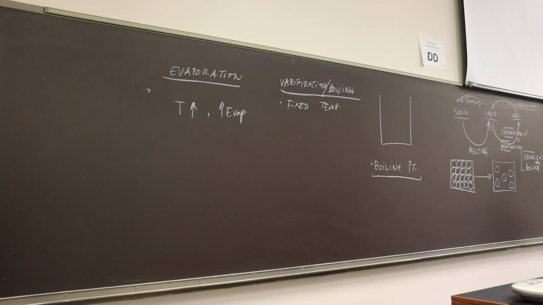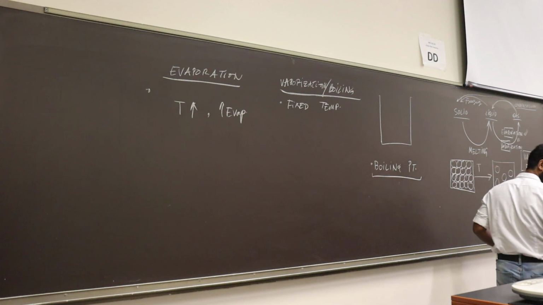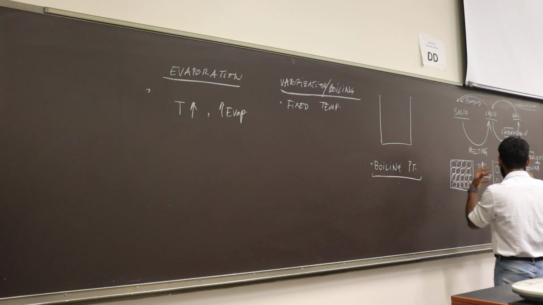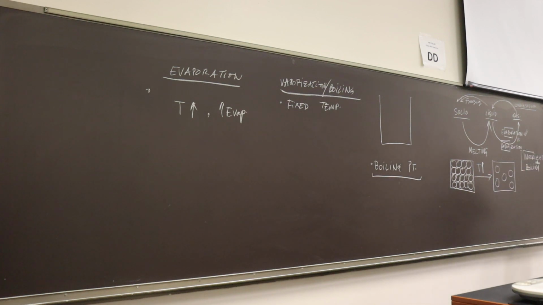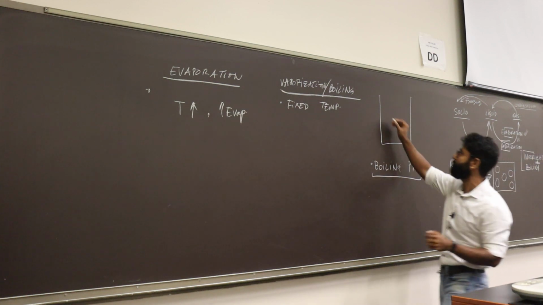Now, let's understand what's happening. Going from solid to liquid, we increased the temperature, right? Somehow the temperature was increased. The energy of the individual molecules was increased. They started to vibrate more and more. There was more energy, and at some particular point, this transition happened. Now let's go through this process.